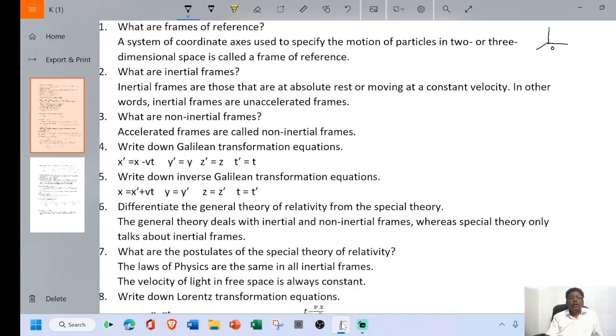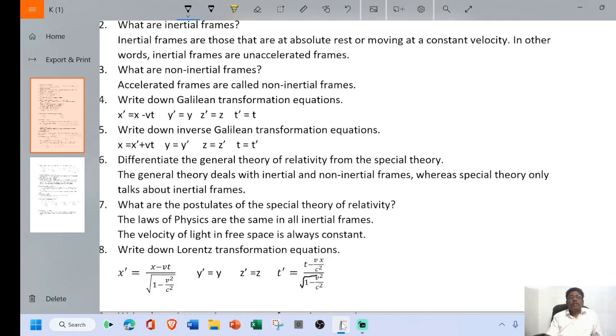Write down Galilean transformation equations. x dash is equal to x minus vt, y dash equal to y, z dash equal to z, t dash equal to t are called Galilean transformation equations. In the case of Galilean transformation equations, velocity is transformed. x dash equal to x minus vt.